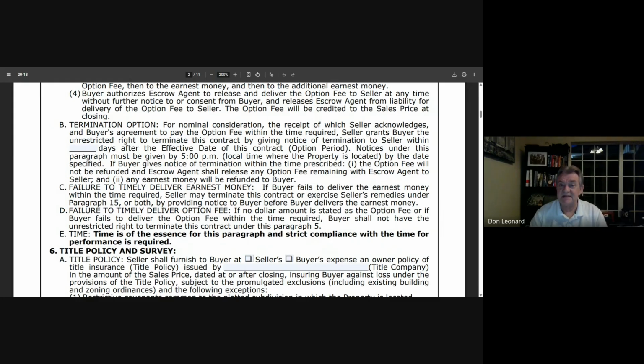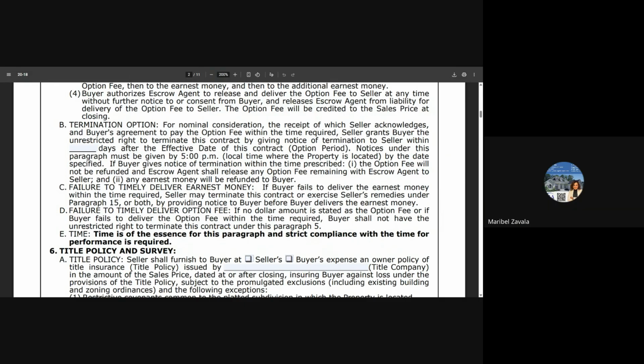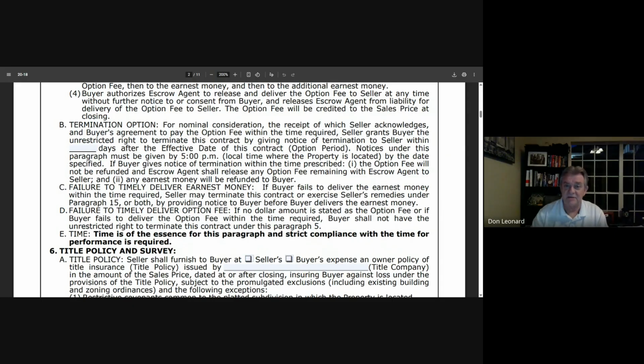In this case, it says if they don't deliver the earnest money, now the seller has the right to terminate, but they don't have to. Buyer doesn't get the right to terminate because they didn't pay the money. Buyer's in the wrong. They're not going to have any rights here. It's really up to the seller if the seller wants to do it or not. And the option fee just simply means, does the buyer have the unrestricted right to terminate or not? So whether you deliver any money or not, you're still under contract.